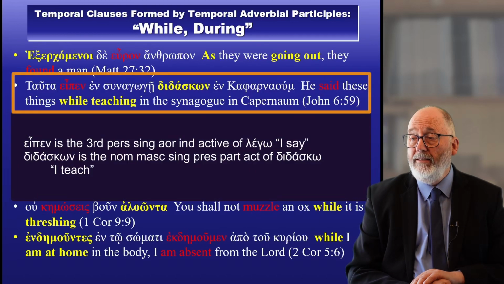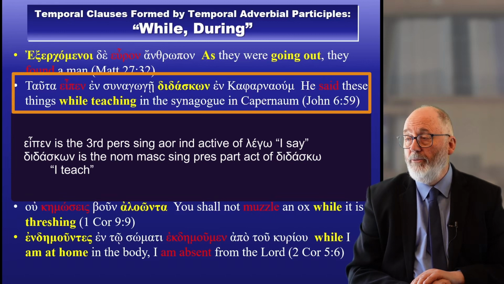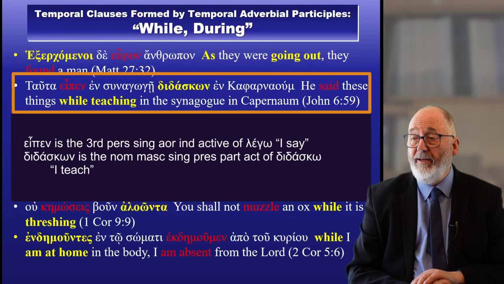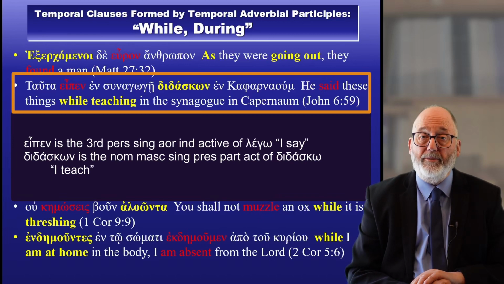Torta ipen en synagoge didoskon en Capernaum. The main verb is ipen, aorist tense. The participle didaskon is in the present tense. So the best translation is, He said these things while teaching in the synagogue at Capernaum. The present tense of the participle implies the action takes place at the same time as the action of the main verb.